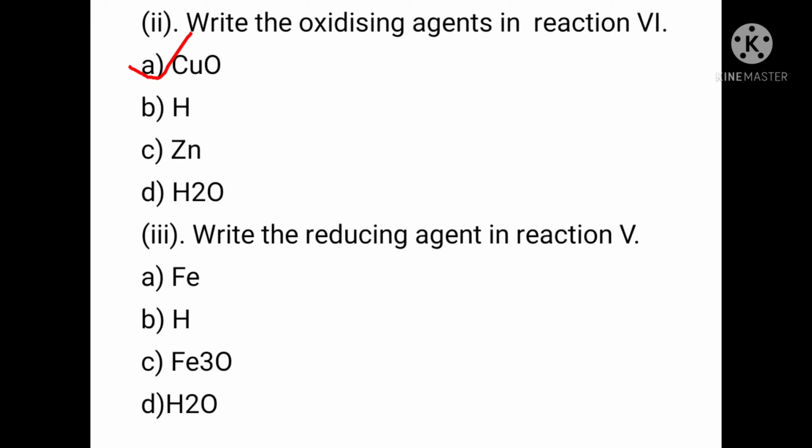Third question, write the reducing agent in reaction 5. Reaction 5 is 3Fe plus 4H2O gives Fe3O4 plus 4H2. Here the reducing agent is Fe, that is option A.